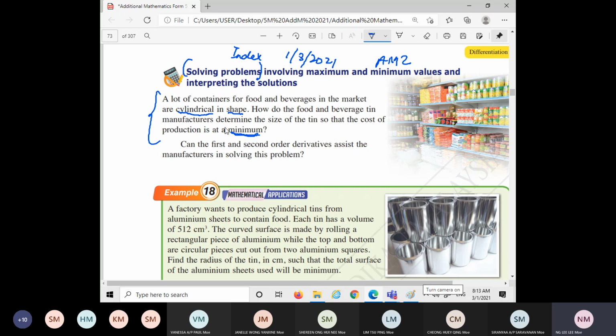You know, the factory, sure they want to cut costs, right? Correct or not? So they want to make the cost of production, meaning the material to make the cylinder tin, as less as they can. They want to use as little material as they can to make the tin so that they can cut costs. But remain the size. Oh, you see, magic or not?